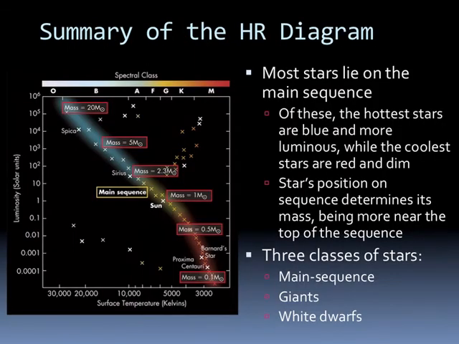To summarize, most stars lie on the main sequence. Of these, the hottest stars are blue and more luminous, while the coolest are red and dim. A star's position on the sequence determines its mass, with more mass near the top of the sequence. And we have three classes of stars. We have the main sequence, we have the giants, and we have the dwarfs.